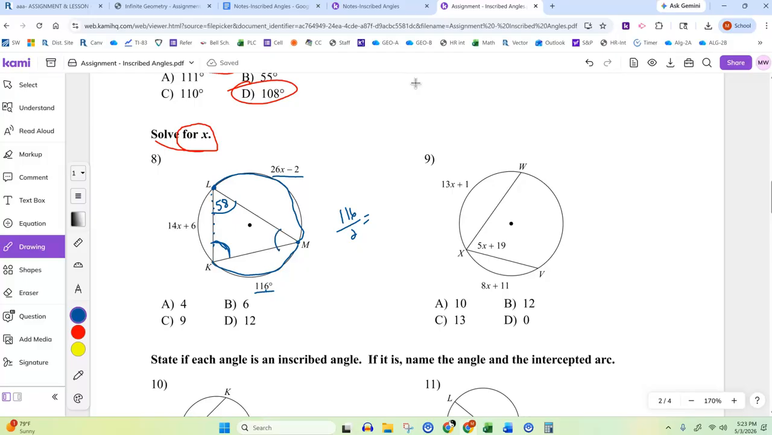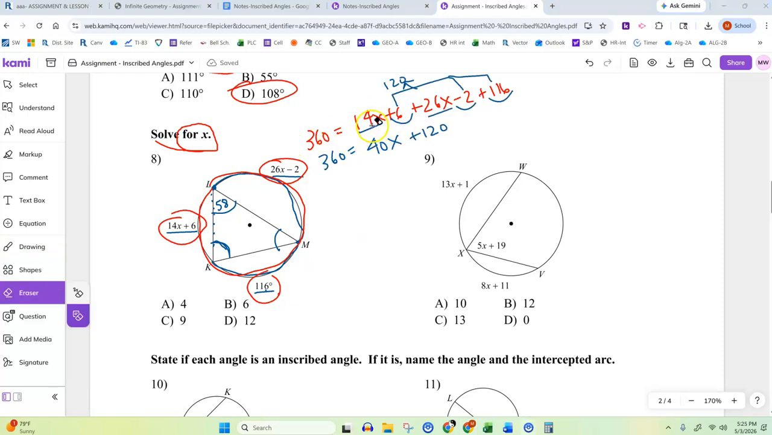This one right here is 14x plus 6. So what can we do? Let's see. Well, remember, all the way around the circle is 360 degrees, right? If we go all the way around the circle, we know that this is 116, and then plus all three of these together equal 360, right? So we can make an equation like this: 360 equals 14x plus 6 plus 26x minus 2 plus the 116, right? So I'll let you put those together.